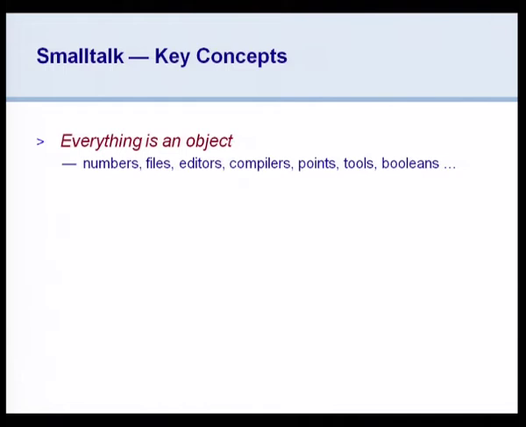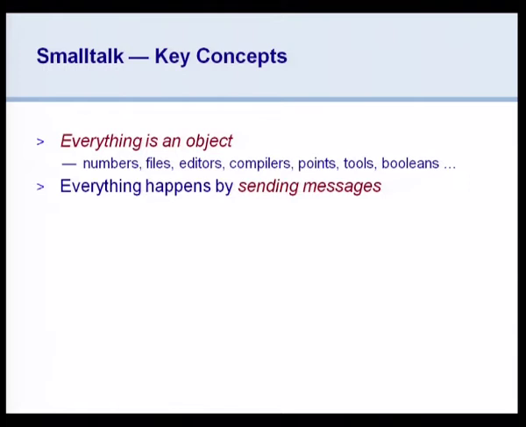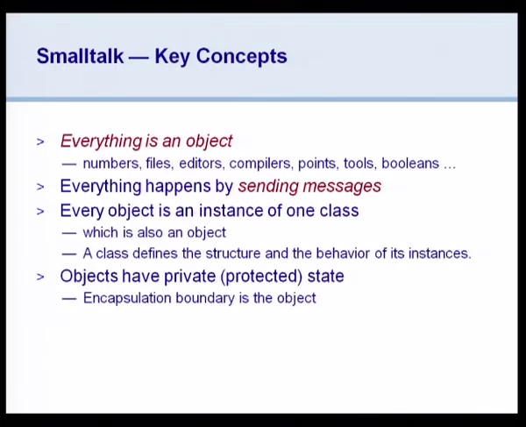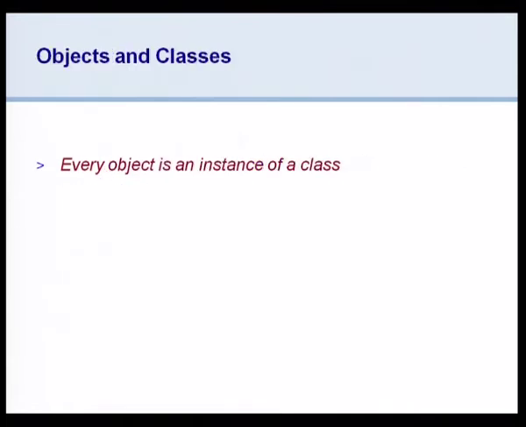What are the key concepts? Everything is an object: number is an object, file, editor, compilers, points, tools, booleans, everything is an object. Nothing which you are talking about is not an object. How tangible it is, that is up to you. We are very good on tangible objects, but when they are abstract we still have all the troubles. As a language it was very good: everything happens by sending messages, every object is an instance of one class, objects have private and protected state, dynamic binding, features of object oriented which I have been talking about.